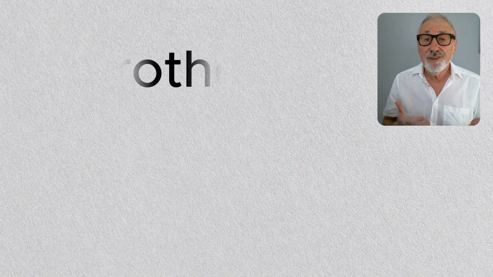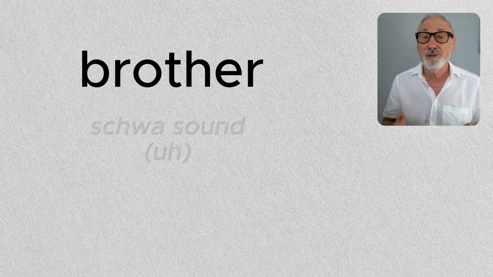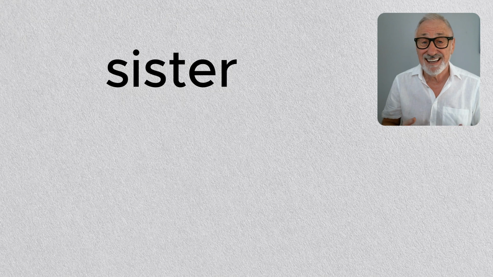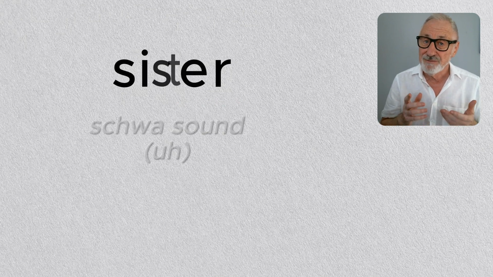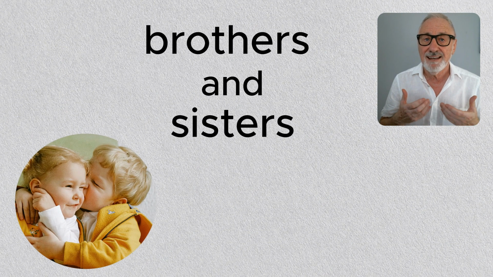The word brother has that schwa again at the end because of the ER, so it's brother. And for the plural, we just put an S on the end, so it's brothers. And once more, it's the same for sister, the little schwa at the end, sister. And the plural, just with a little S, sisters. Brothers and sisters. You try.